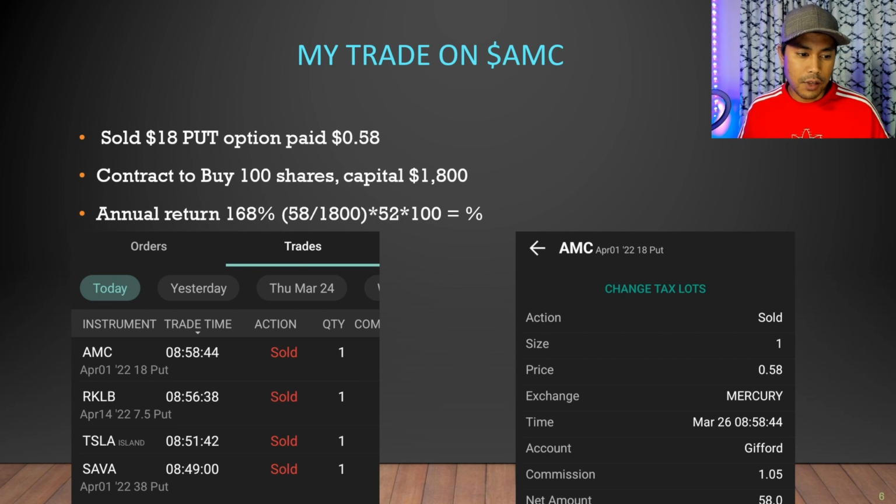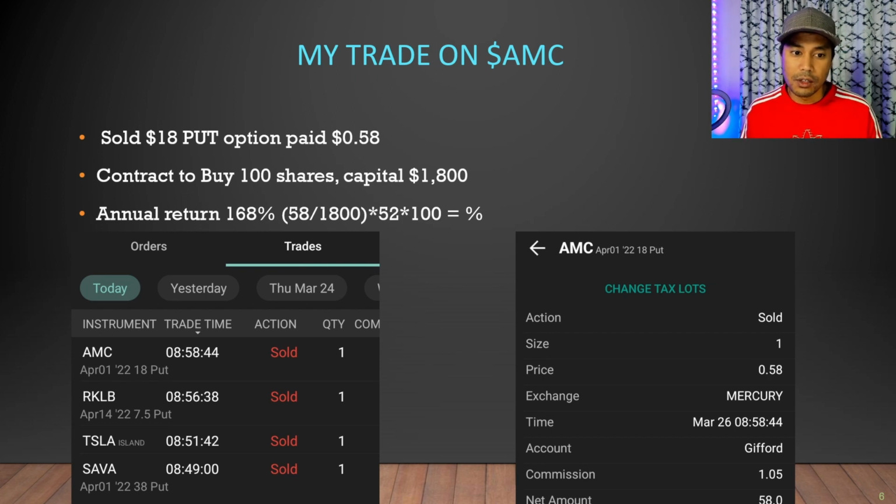And you can see on the left hand side here that I did do that. So let me get my mouse and we can see AMC, I did that and I sold one contract, and here's the expiry date. So it expires on the 1st of April, so at the end of this week. And we can see that the annual return for that is 168%. So it's still pretty decent.